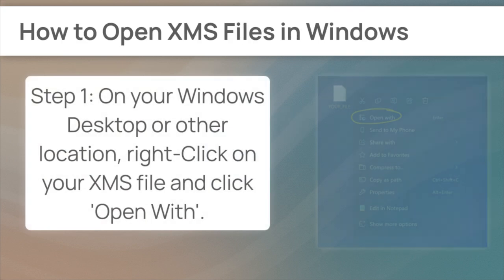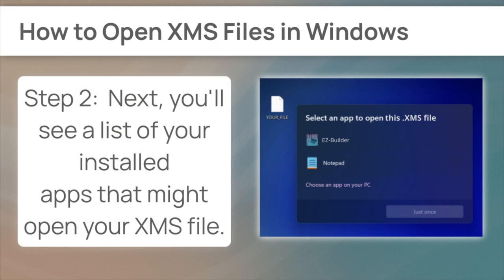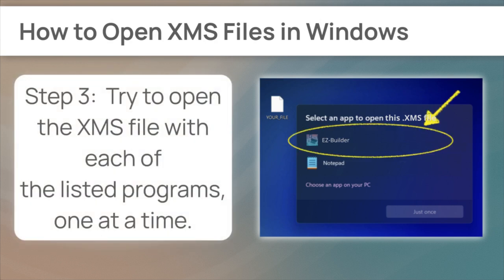Your first move is to test all possible decoders. Right-click your XMS file and choose Open With. Use EasyBuilder if it is installed. If it's missing, select another program. Testing is the fastest diagnostic method.